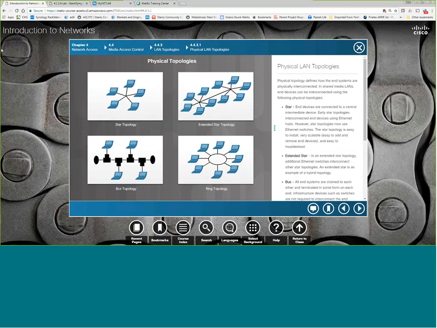Here's our most common physical topologies: a star, where we put a switch in the middle and it goes out to each one. An extended star, where we have two switches connected by a trunk link. Okay. Bus topologies, they're not that common anymore. They used to be very common, but they're not anymore.